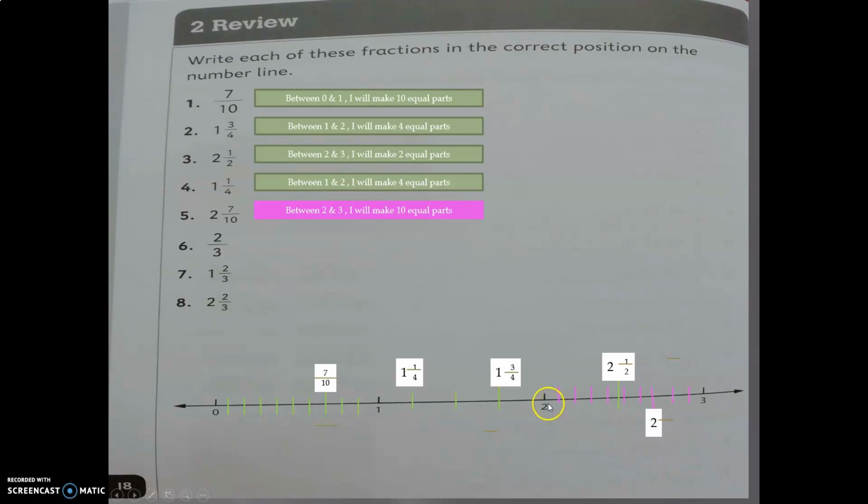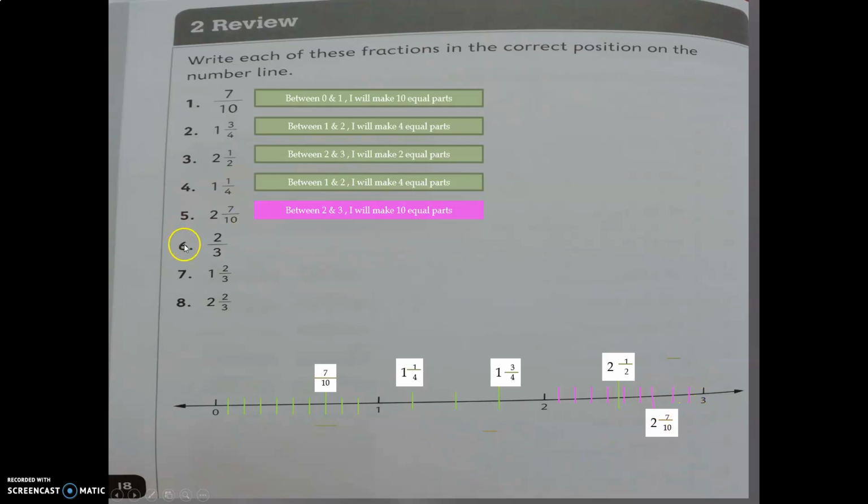From 2 and something. Here, it will be 2 and 7 over 10 because I already moved after 2, 7 parts. 1, 2, 3, 4, 5, 6, 7. So here it is 2 and 7 over 10. And don't forget this mixed number is less than 3 because I haven't reached 3 yet. I still need to move 3 more parts to reach 3.